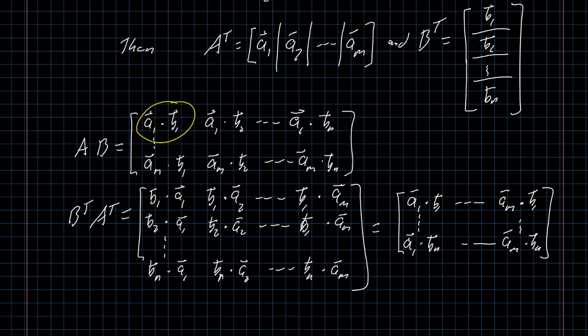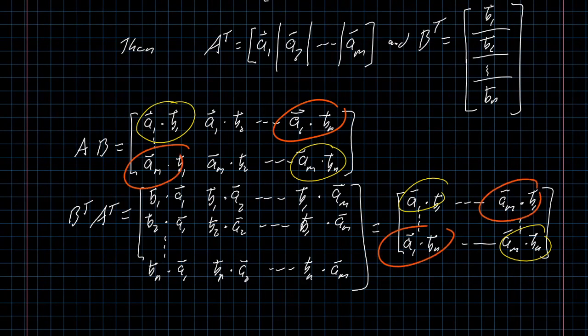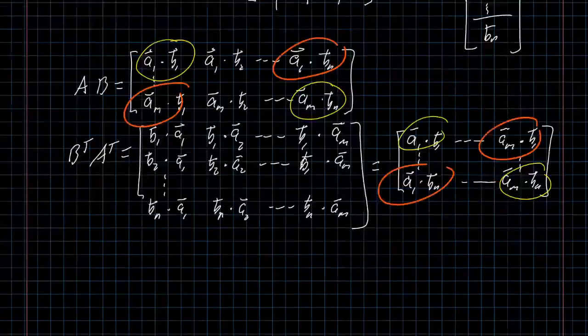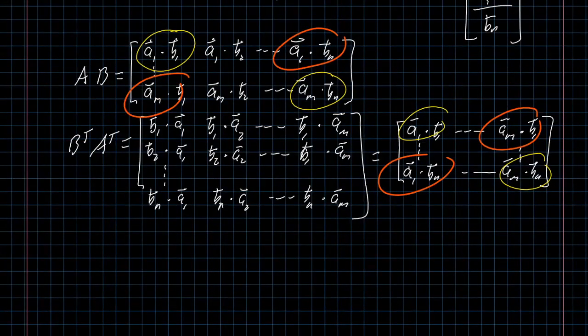And look at what we have. On the main diagonal, these two matrices agree with each other. On the opposite extreme, we've flipped around. So we can see, if we list out all of the entries, that it must be the case that B transpose times A transpose is A times B, the whole thing transposed.